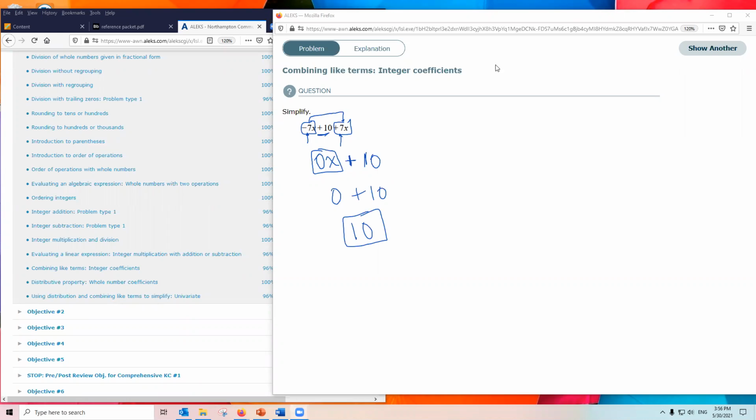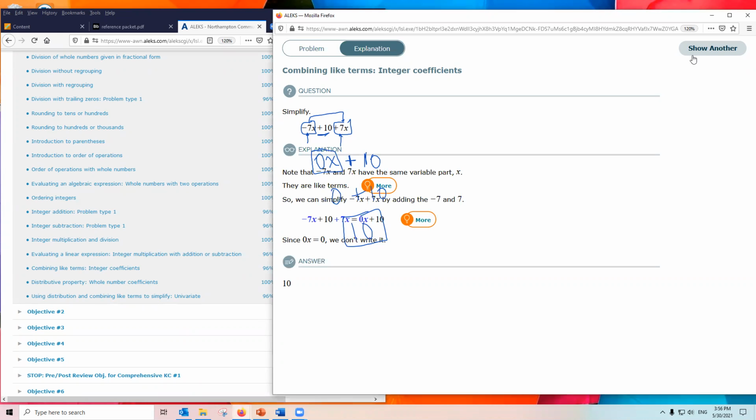And folks, remember, if you're looking at these problems and you're stuck or you need some extra help, come here to explanation. If you come here to explanation, Alex will try to give you a step-by-step discussion. And notice they're showing here that negative 7x and positive 7x works out to be 0x. And 0x is 0. So the final answer here is just 10. All right, so please use these explanations.